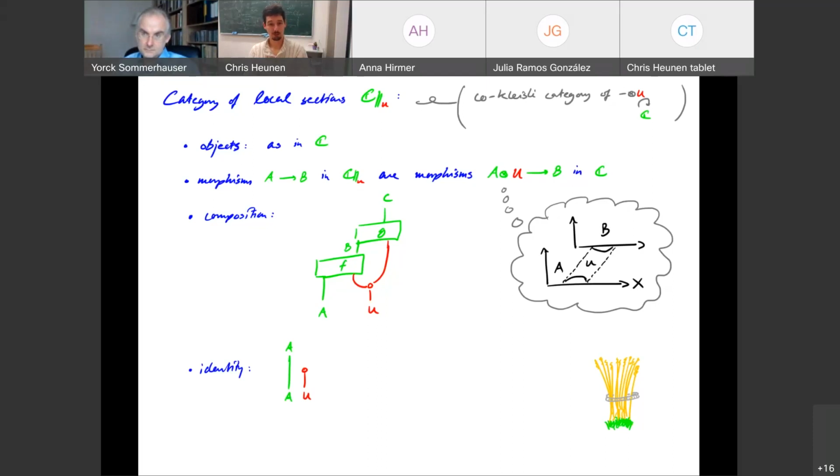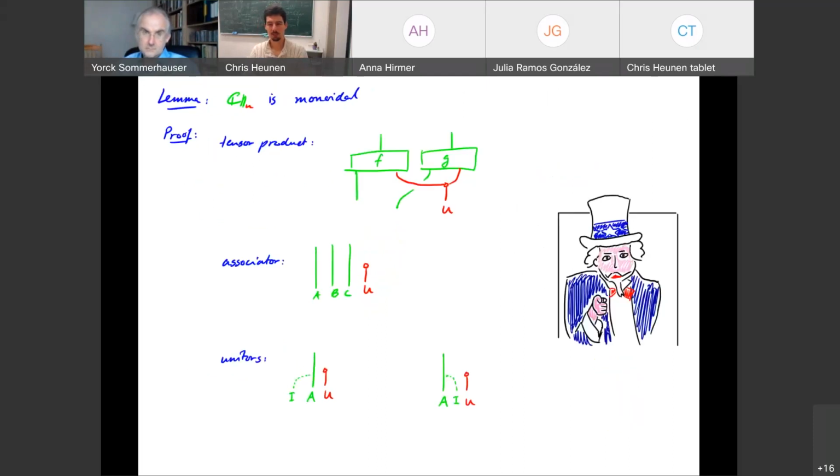You can prove this is a well-defined category, and this is what I define to be the category of local sections, C restrict U. It's not just a category, it's in fact a monoidal category again. Let me tell you how.